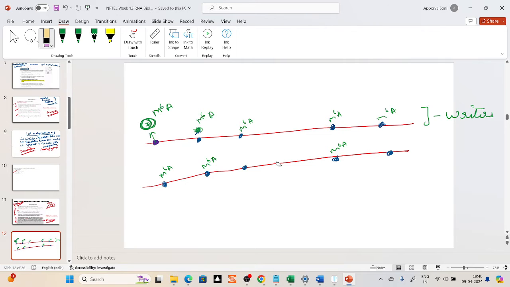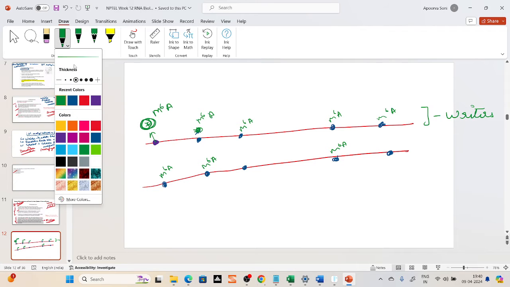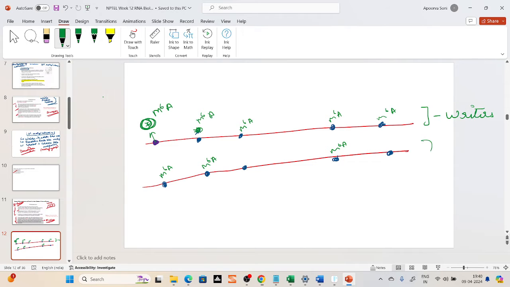So now earlier we had 1, 2, 3, 4, 5 modifications. Now we have only 1, 2, 3 modifications. So this removal of the modification is done by demethylase, which demethylates. So writers are methyltransferases, which add the methyl group, and erasers are demethylases. D means removing, that removes the methyl group. So now the eraser has removed the methyl group.